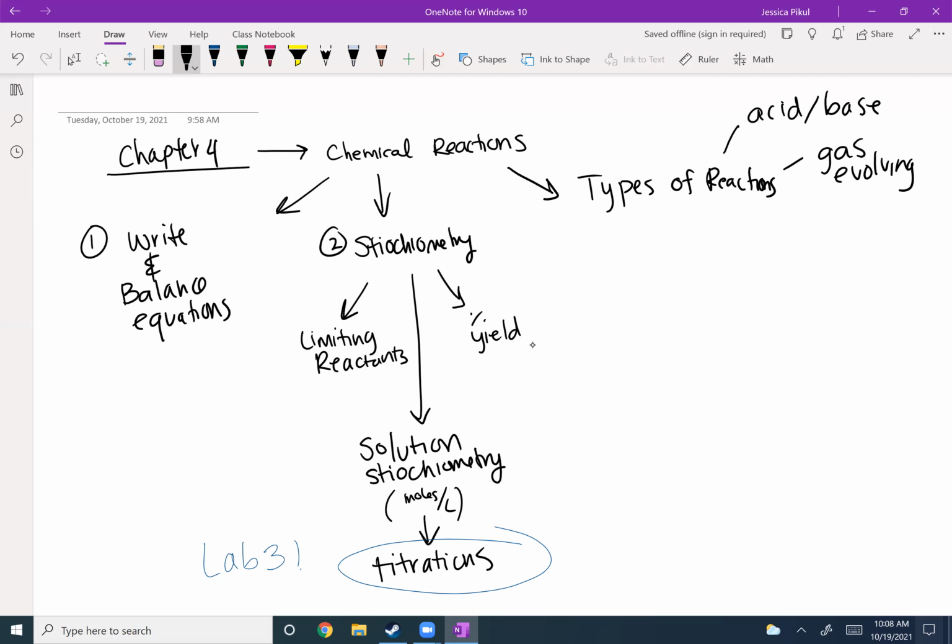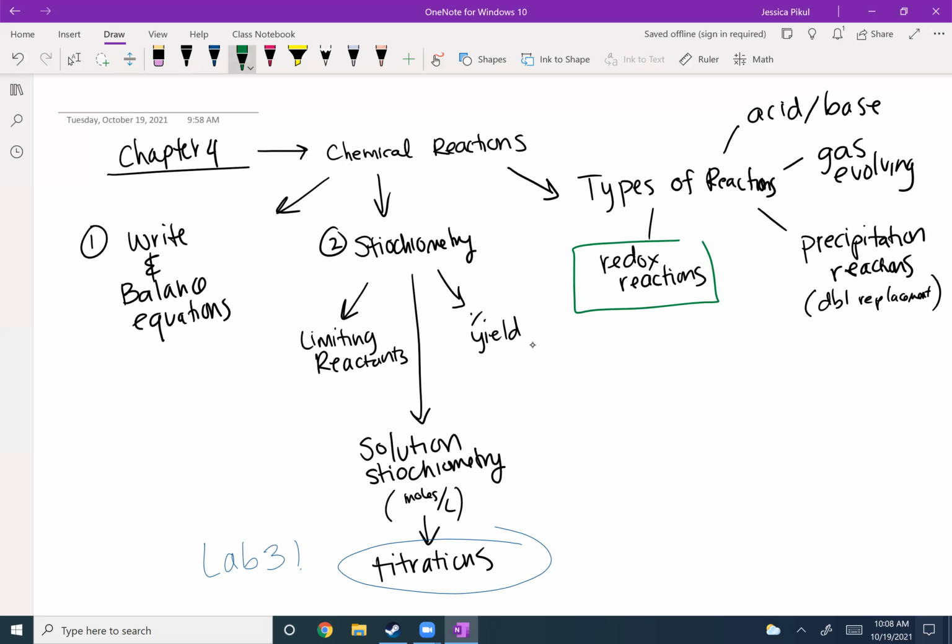We also talk about precipitation reactions. These are also called double replacement. And we do redox reactions. Part of the idea is just to identify the general types of reactions, but the redox reactions and the precipitation reactions are the ones we focus on and do a little bit more with.